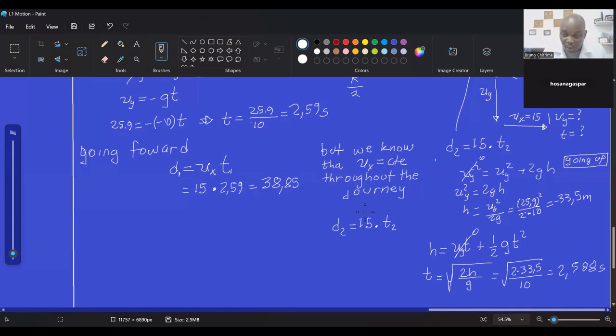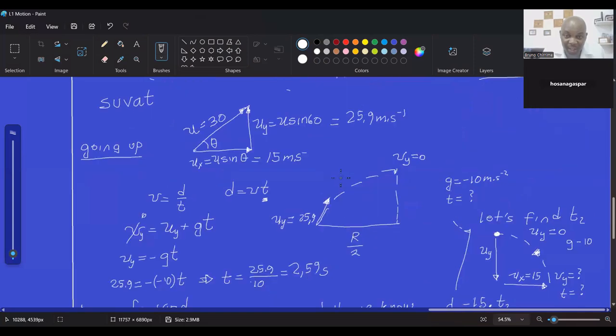It's good that we know now, we are sure, because now we can find the distance too. Distance 2 of the ball going down will be 15 multiplied by 2.588 seconds. So times 15, that gives us 38. Indeed, 38 point what? 0.8, right? Yeah. But this is D2.